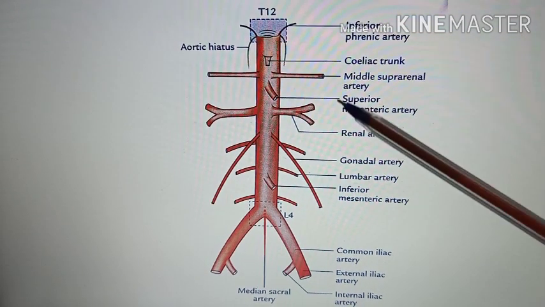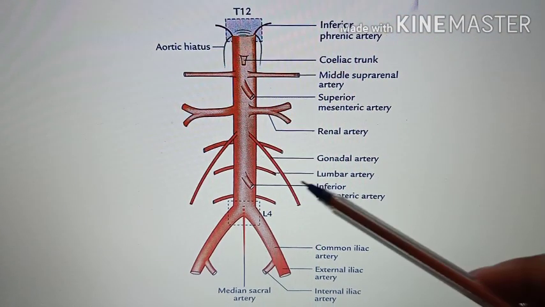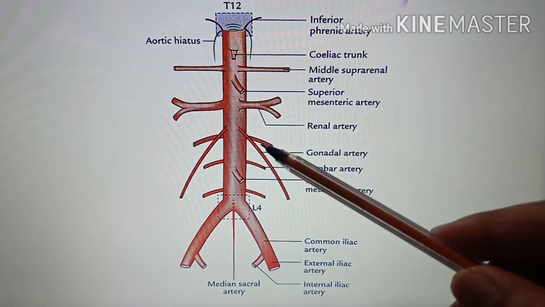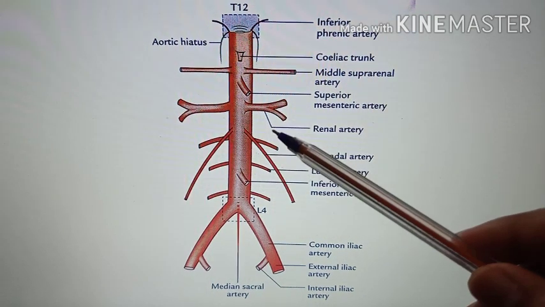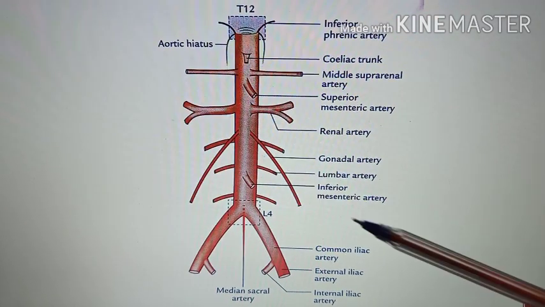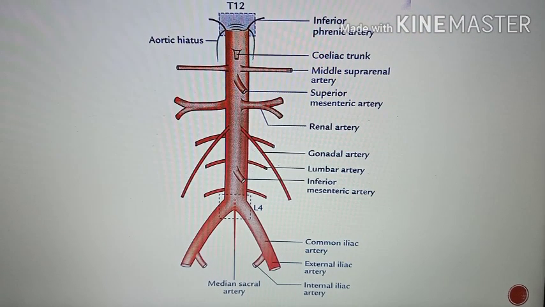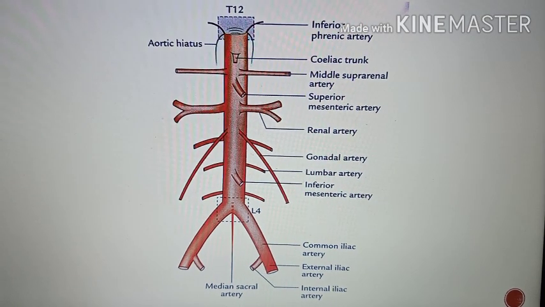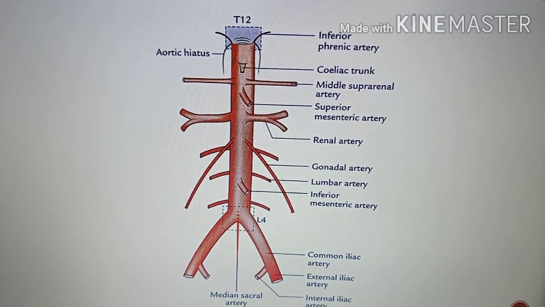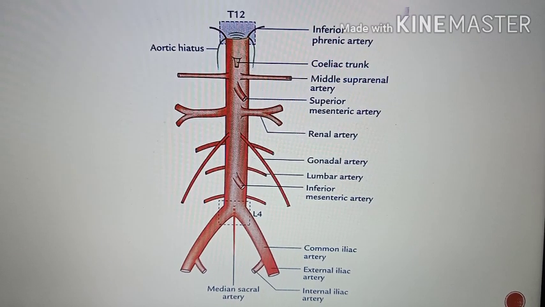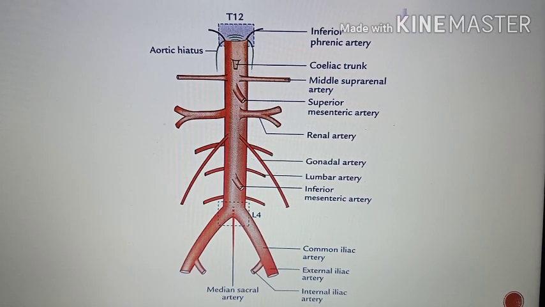Then the fourth lateral branch is the gonadal artery, what you are seeing here. These gonadal arteries are long slender vessels which arise a little below the origin of the renal arteries. The testicular artery terminates by dividing into branches that supply the testis and epididymis in males. The ovarian artery supplies the ovary, uterine tube and terminates by anastomosing with the uterine artery.